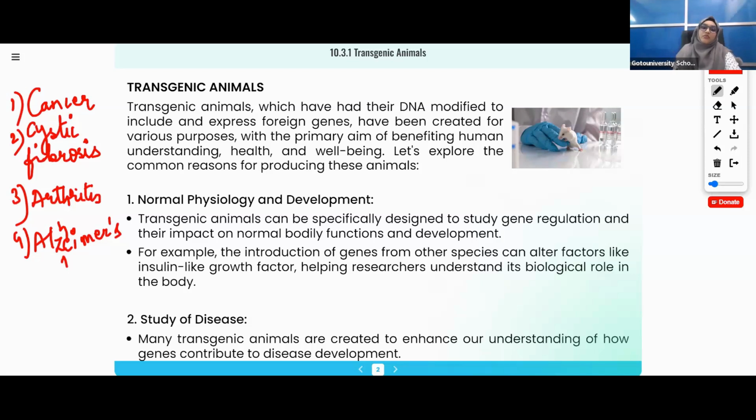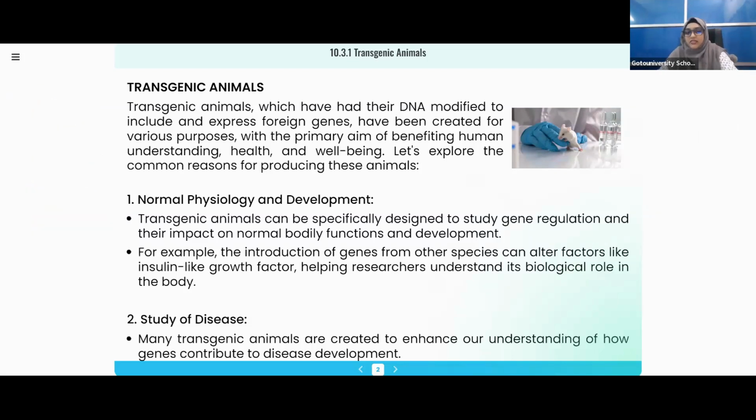Is it clear? So first point, second point, I hope everyone understood these two points. In the first point, we just understood how the normal physiology can be noted down by using a transgenic animal. And in the second point, we have studied that nowadays many diseases are emerging, so for testing those diseases, for knowing the impact, for knowing the cause, and for knowing what drugs will be used for that disease, we are using these transgenic animals.